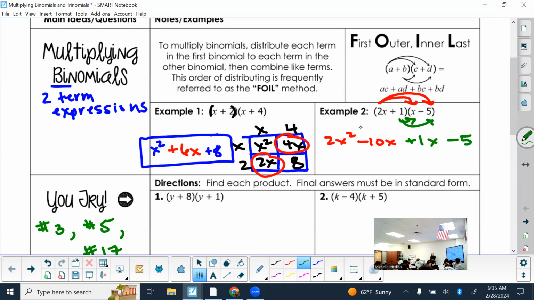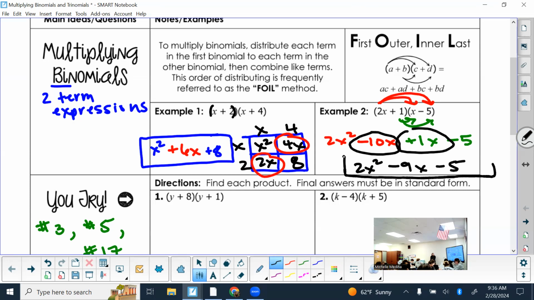Then you check, it's not in standard form because I can still combine like terms. Usually it's your x term that you have to combine. Combine means you add them. And it's a negative 10x plus 1x. Table 4, what's negative 10x plus 1x? Good. Show that it's negative. Bring down the other terms that did not have like terms. And that's the final answer by double distributing. Questions on that method?